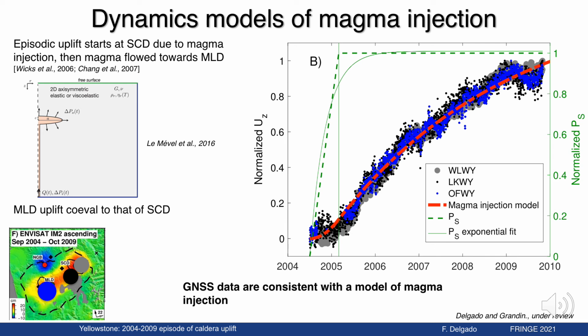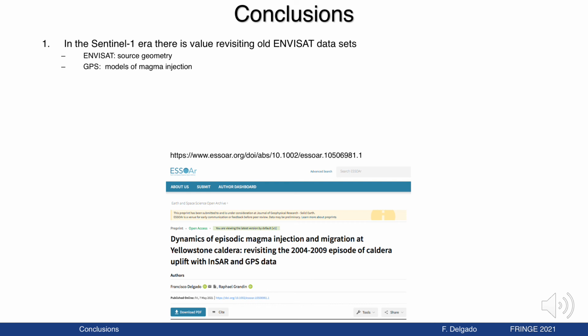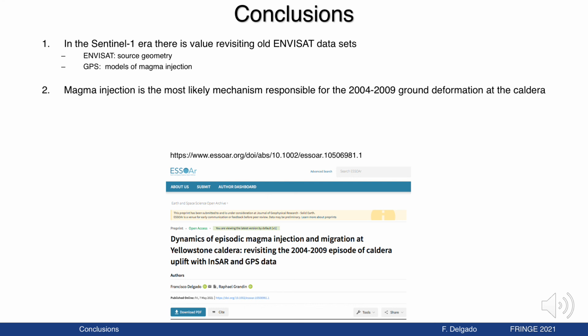This indicates that the data are consistent with a model of magma injection, and that drives the caldera uplift. I conclude that in the Sentinel-1 era there is value revisiting these old datasets to assess the source geometry, but unfortunately the old time series do not have the temporal resolution to track dynamic processes. We have to rely on GPS to state that magma injection is the most likely mechanism responsible for the caldera uplift during the period of interest. Also, there is no evidence for future eruption that can occur at Yellowstone caldera, at least on the short timescales of this study.